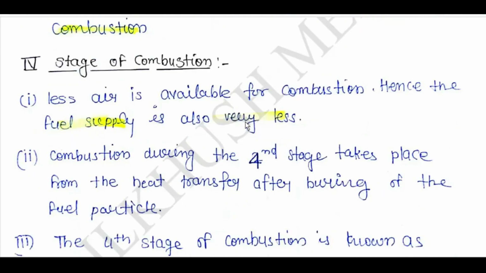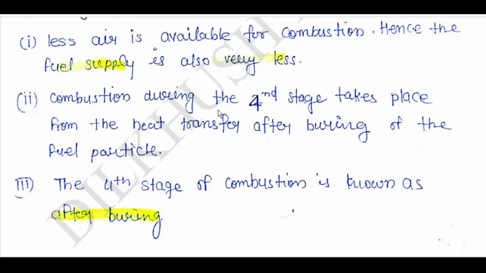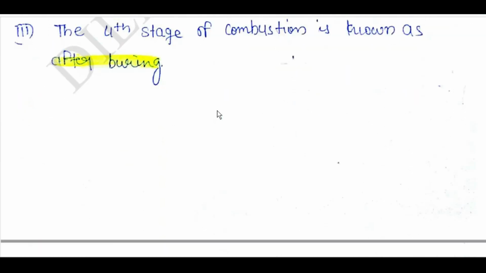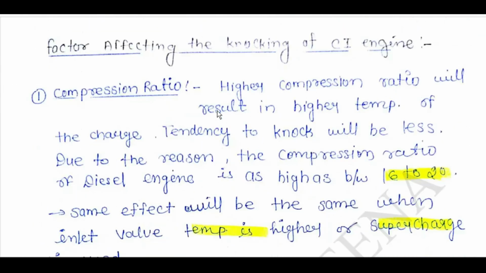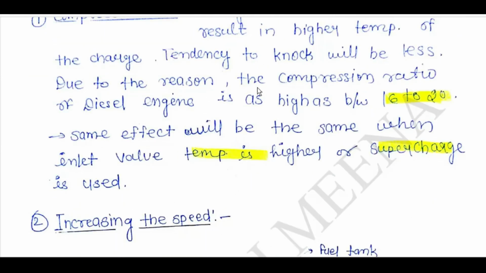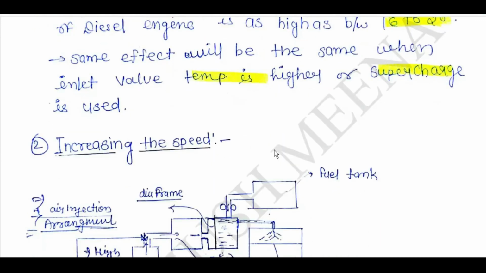Fourth stage: less air is available for combustion, hence fuel supply is also very little. Combustion during the fourth stage takes place from heat transfer after burning the fuel particles. The fourth stage of combustion is known as after burning. Factors affecting knocking in a CI engine: compression ratio. A higher compression ratio will result in a higher temperature of the charge. The tendency to knock will be less, which is why the compression ratio of diesel is as high as 16 to 20. The same effect will be seen when the inlet valve temperature is higher or a supercharger is used.